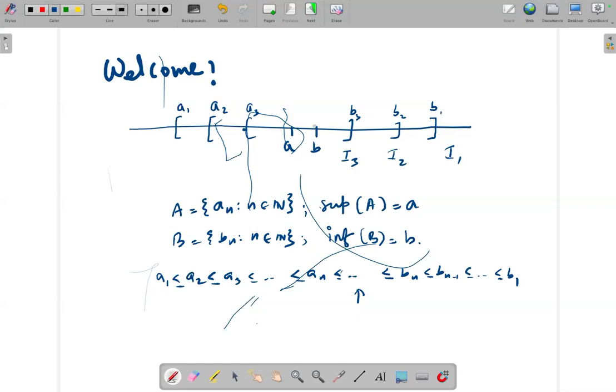Similarly, B is the infimum of the BIs. So the BIs are anyway to the left of this, but the AIs are also lower bounds of the BIs. This is the greatest lower bound, so it has to be on the right, bigger than all of them. So A and B actually lie in between, and in fact, A and B lie in between all of the AN and BN.